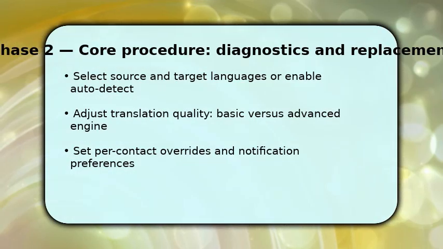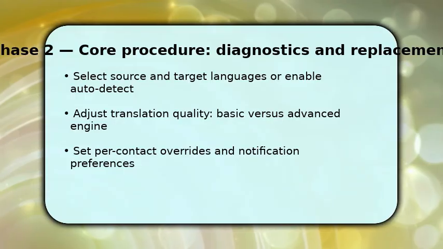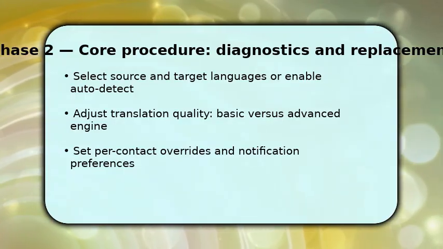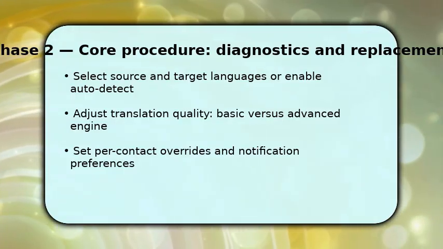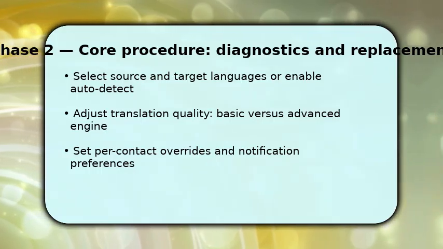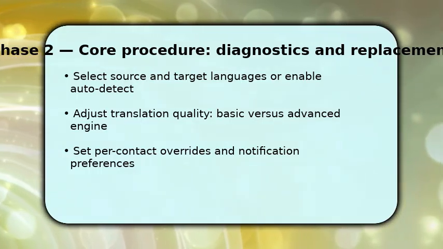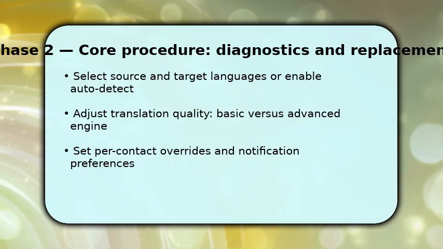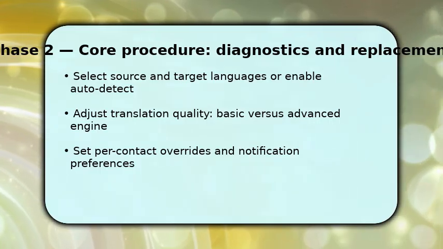Test with a short message. Now you refine how translations behave. Select source and target languages, or leave auto-detect active to catch multiple tongues. If available, switch between basic and advanced engines. The advanced option gives more natural phrasing, but uses more data.